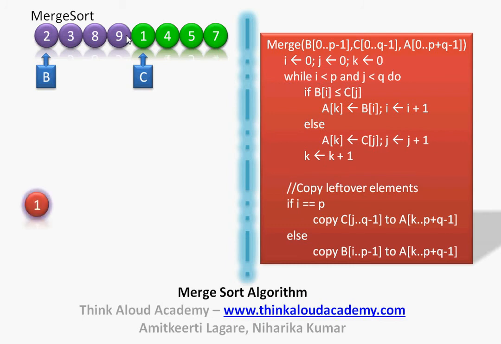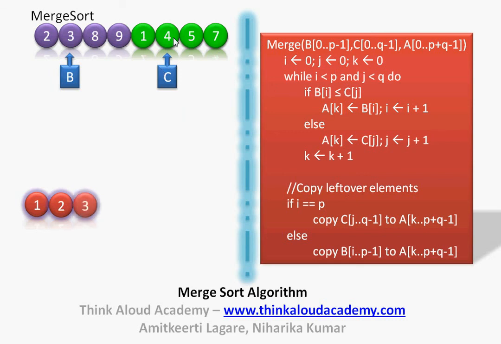Whichever is smaller, we pick the smallest, that is 1, and C moves ahead. We again compare B of I and C of I. Since B of I is less, we pick B of I, and the index for B moves ahead. We compare the next; again in this while loop, we keep comparing the elements. So 3 and 4, again we compare. 3 is smaller, so B moves ahead.